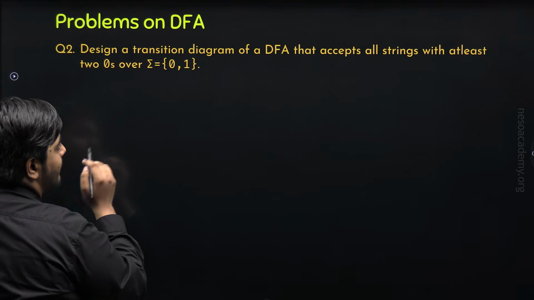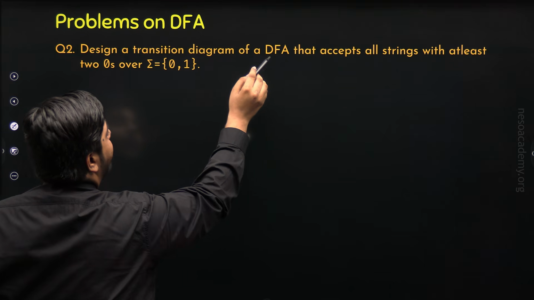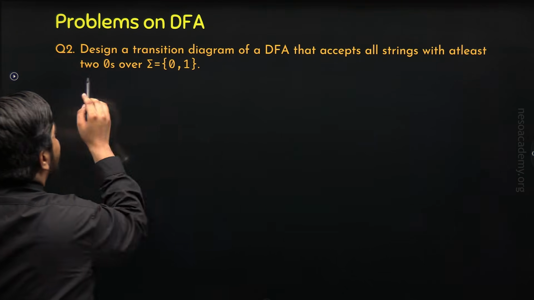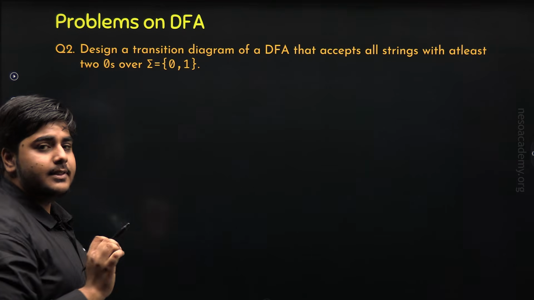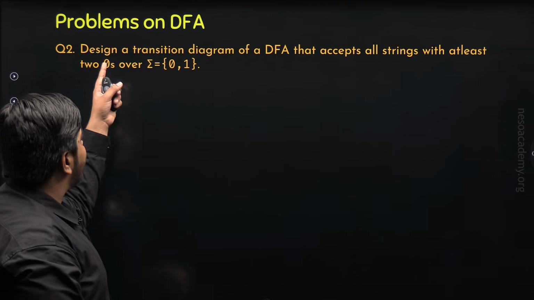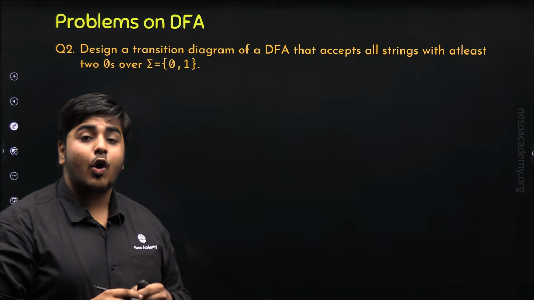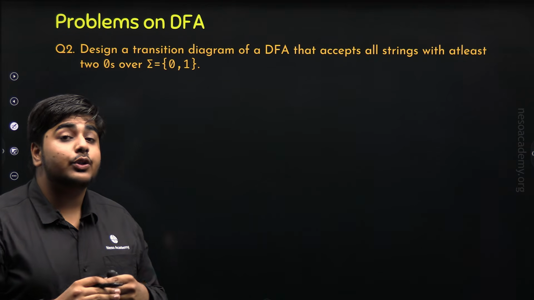This is the second problem. Let's read it together. Design a transition diagram of a DFA that accepts all strings with at least 2 zeros over the alphabet 0, 1. That means, in this question, you are required to draw a transition diagram of DFA that accepts all the strings made up of zeros and ones with at least 2 zeros.